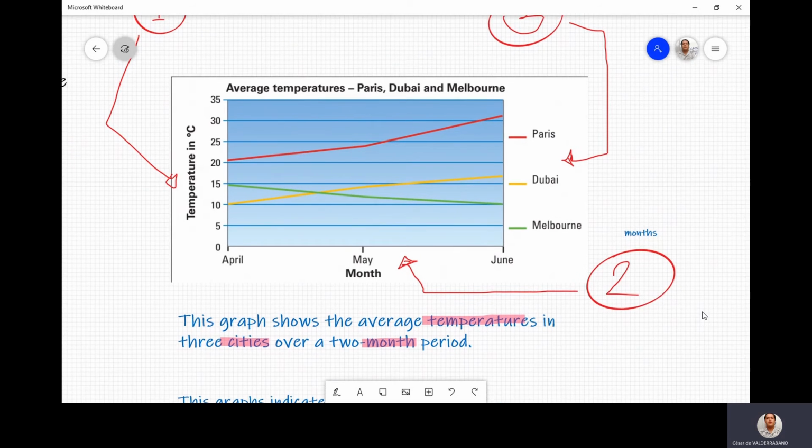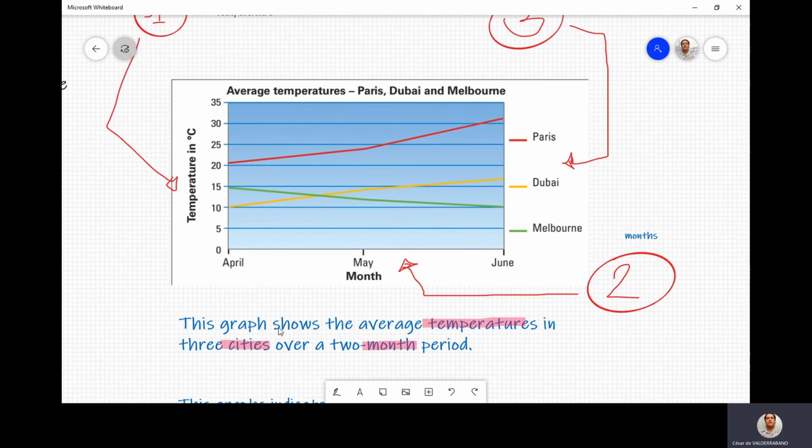And then you can see the first example. Look at this. It says this graph shows the average temperatures in 3 cities over a 2-month period. So here you can see the 2-month period. And this is the first part, just to know how to use the introductory verbs. In this case, I am using the verb shows, as the verb indicator, the introductory verb.